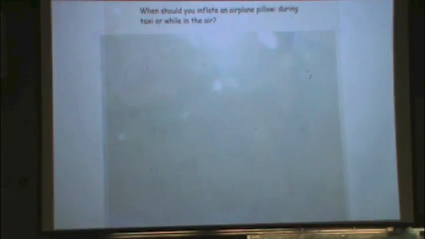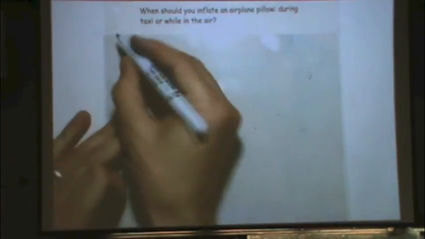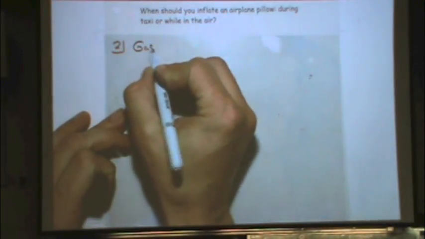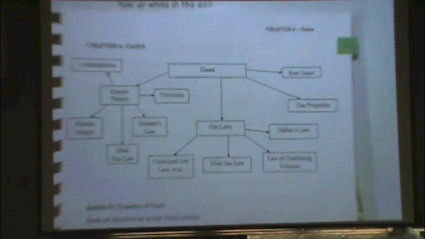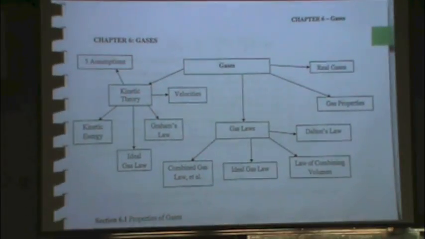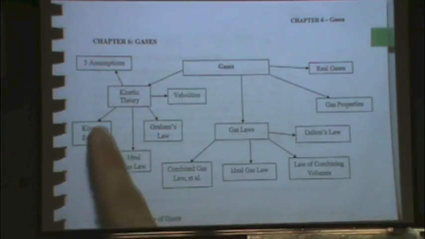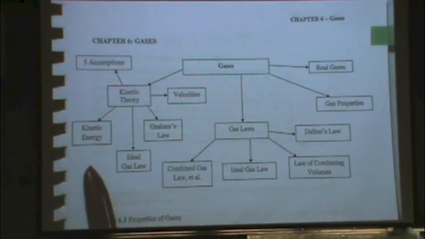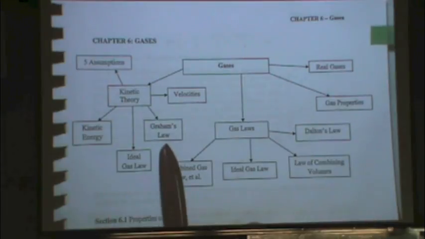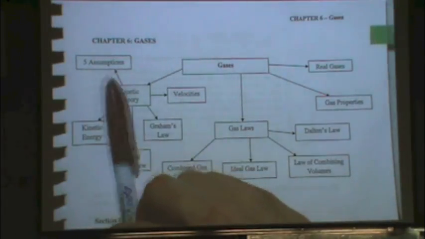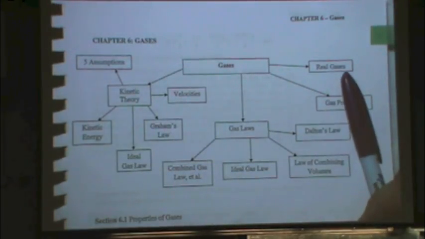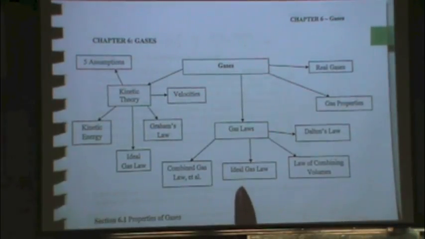Let's do that. This is section 2. This is gas laws. And just so you can see the overall visual of where we're at, I'll put this up for a moment. That's page 42 of the reader again. We did gas properties first, then we did kinetic theory, and you should know kinetic energy, ideal gas law, Graham's law, velocities, and the 5 assumptions. And we did real gases, and now we're going over to the gas laws.